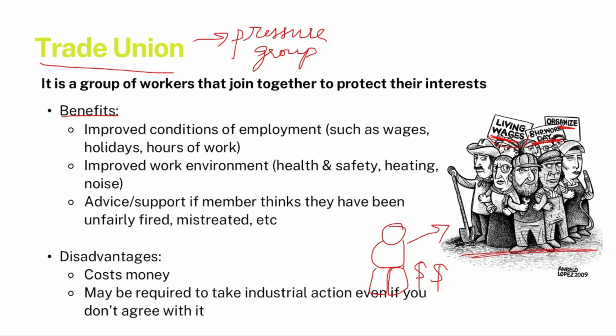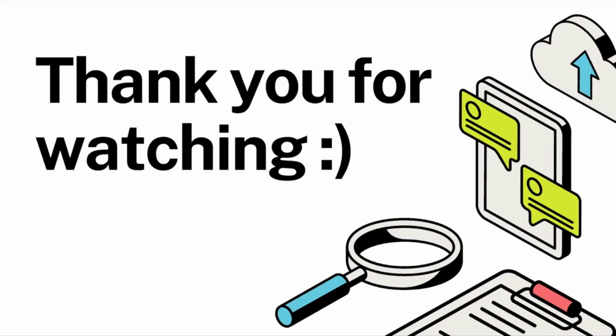The last disadvantage is that you may be required to take industrial action even if you don't agree with it. What this means is that if you are this guy, and you think that you're being paid enough, you still have to take part in this strike about living wages. Even if you think that you're being paid enough, but the trade union thinks you are not, you still have to take part in this whole strike. So you're forced to take part in industrial action even if you don't agree with it. So that is about trade unions. And that is also the end of this chapter.